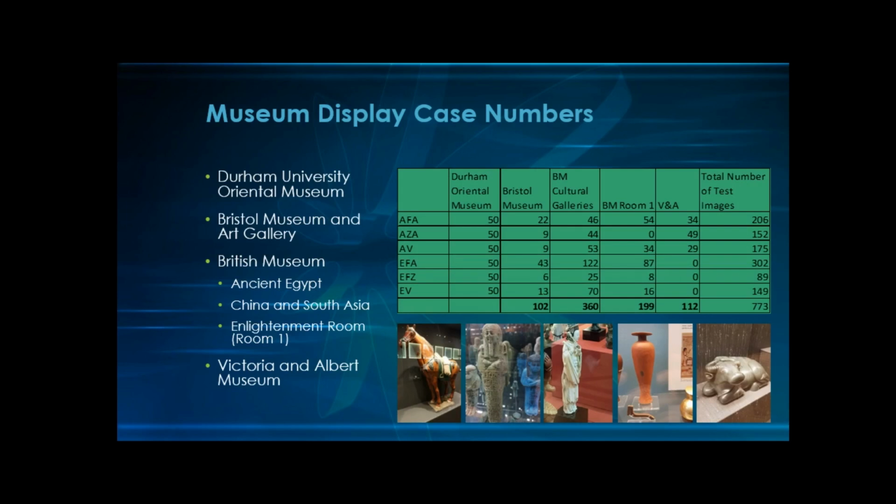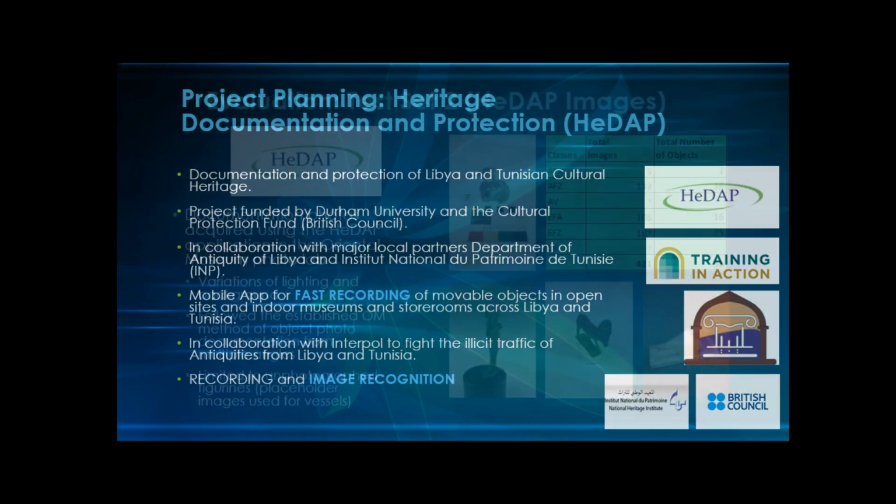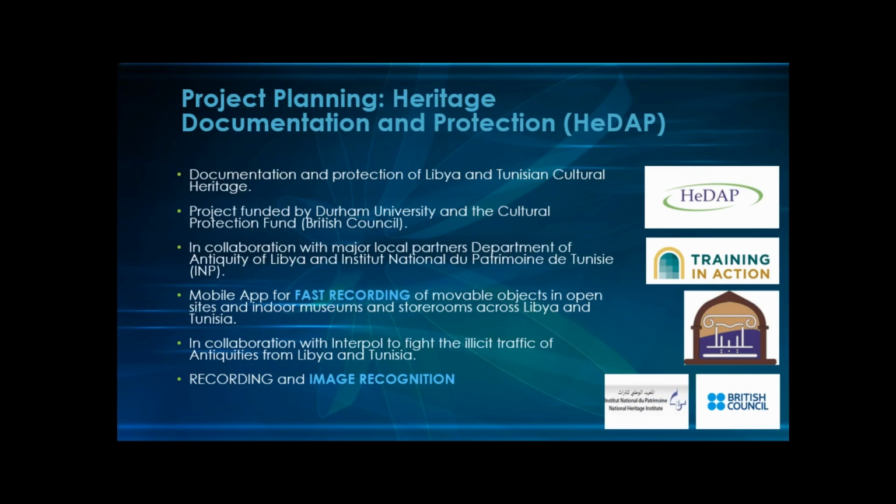What I did was go to other museums that had similar collections. The British Museum had its Ancient Egypt Cultural Gallery, its China and South Asia Cultural Gallery, as well as its Enlightenment Room, and I collected additional test sets from there and ran it over the same sort of set. And I do apologize, these seem to be out of order.